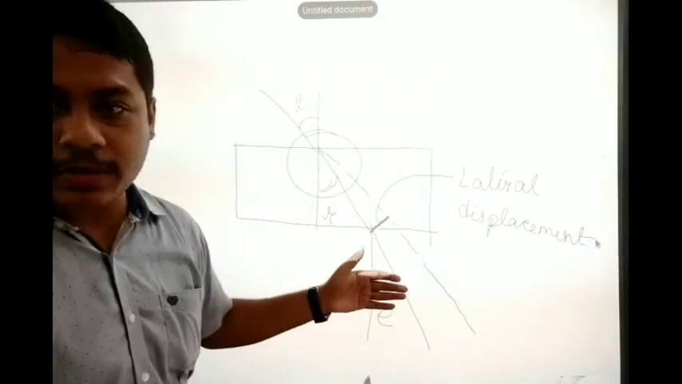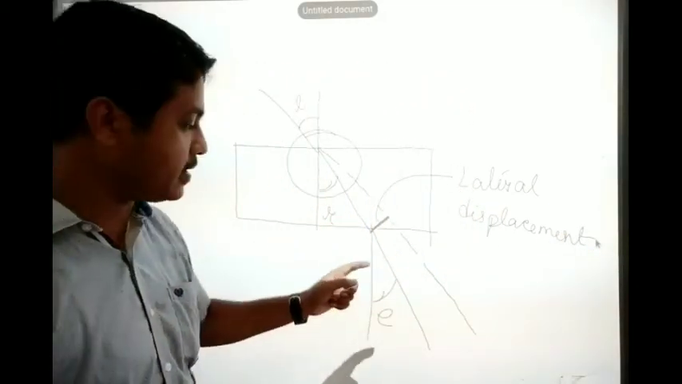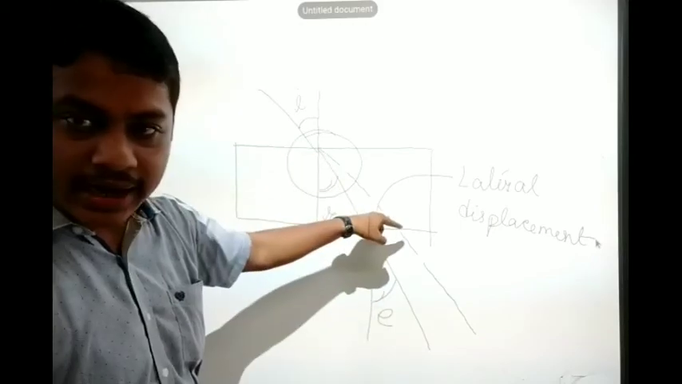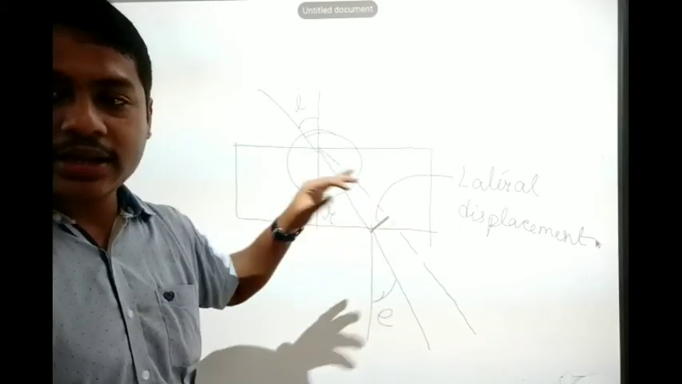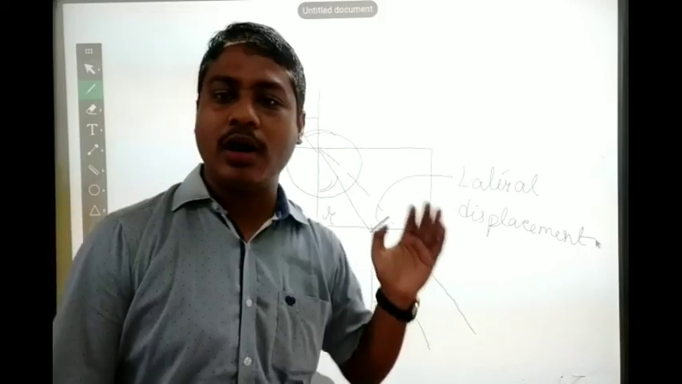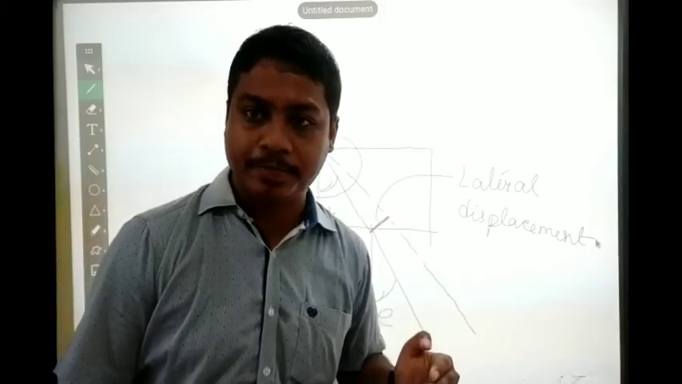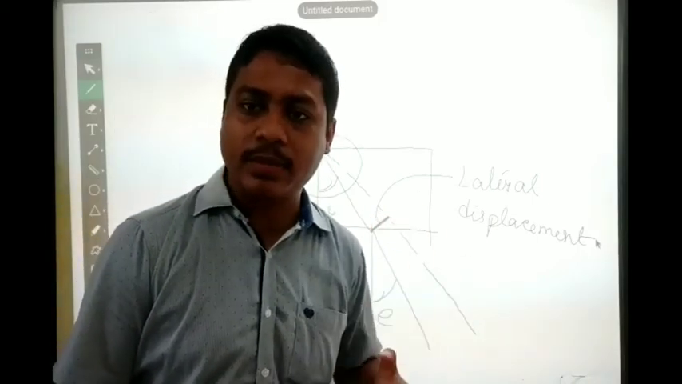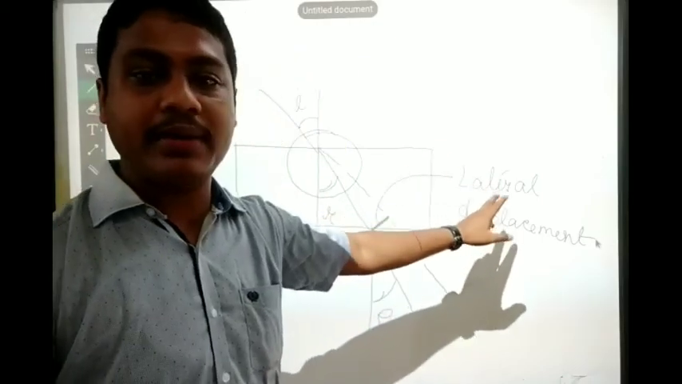And what is lateral displacement? It is the perpendicular distance between the incident light and the refracted light, and it shows how much your refracted light has been bent. So in the next class, I will be calculating the value of the lateral displacement.